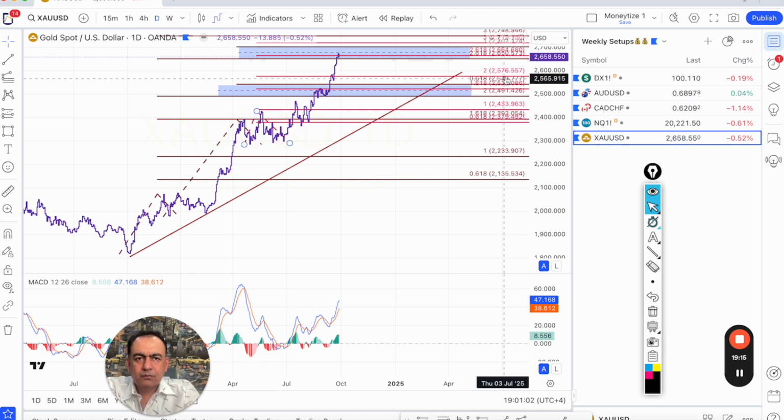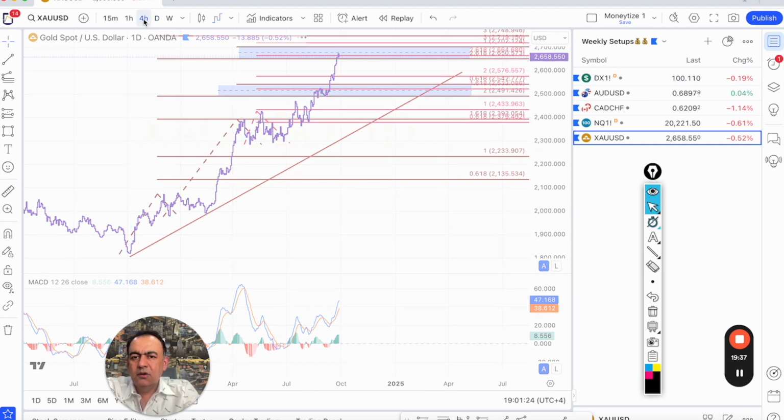So here, if gold starts correcting, then 2576, the previous target, which I've been saying for past many months. So 2576 was completed, and now because the current price is higher than 2576, 2576 is going to act as major support for gold.